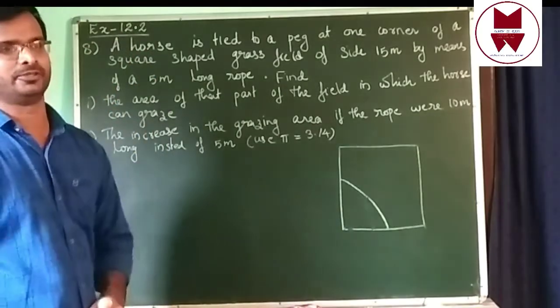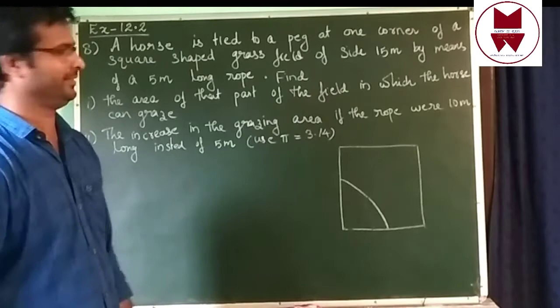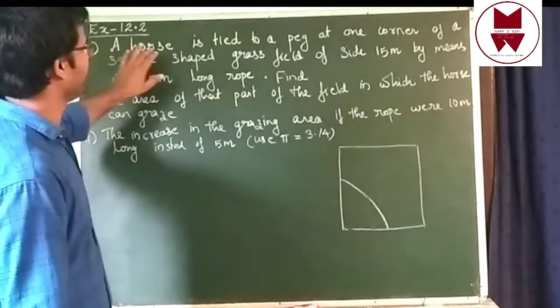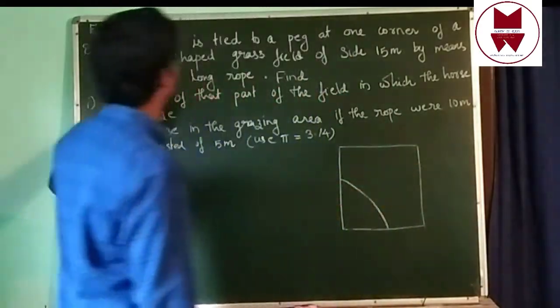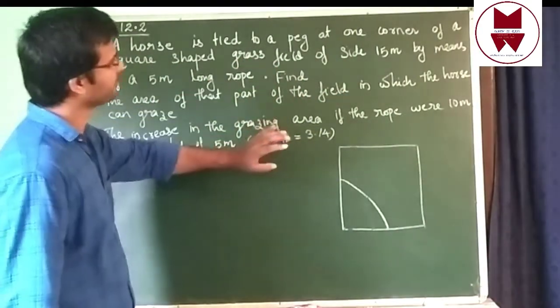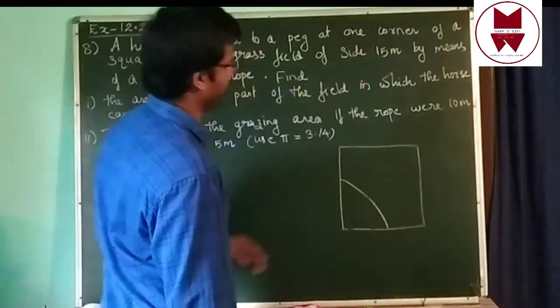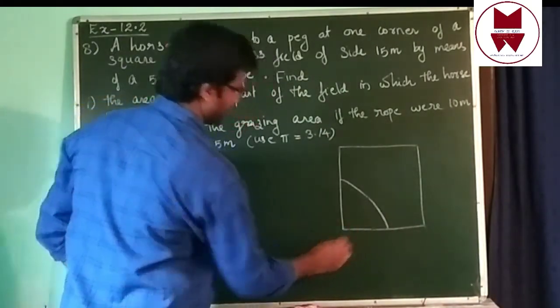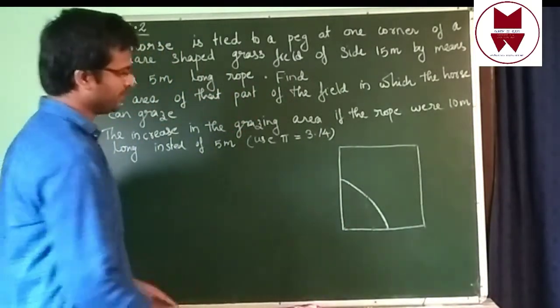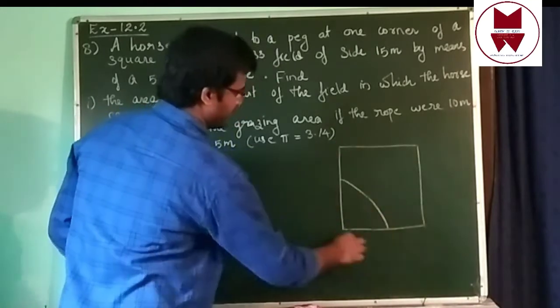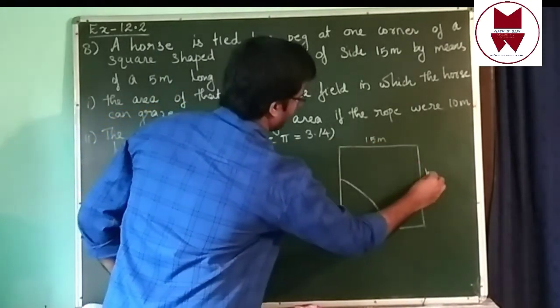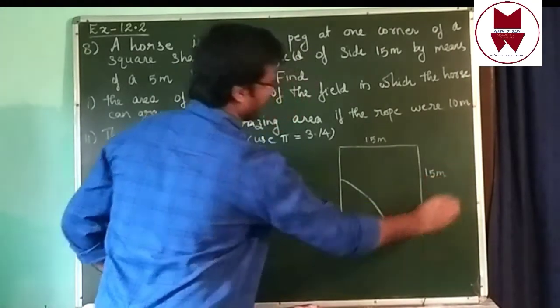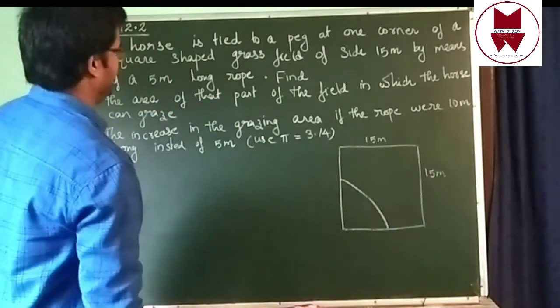Exercise 12.2, question number 8. What is the question? A horse is tied to a peg at one corner of a square-shaped grass field of side 15 meter. In this question, they have already given one figure. There is one square-shaped grass field. One side is 15 meter. Square means all sides are equal: 15 meter, 15 meter.